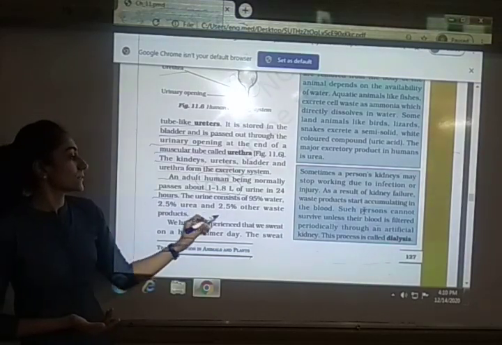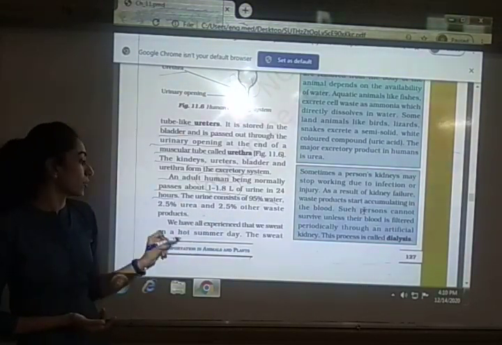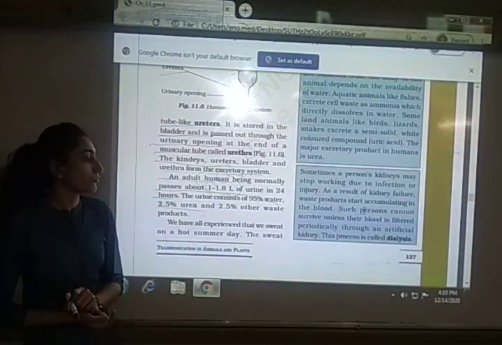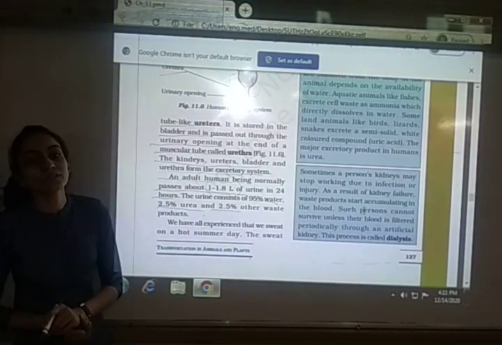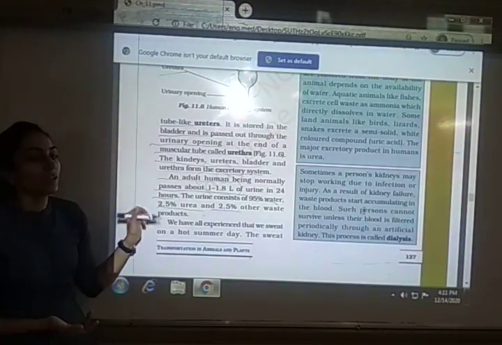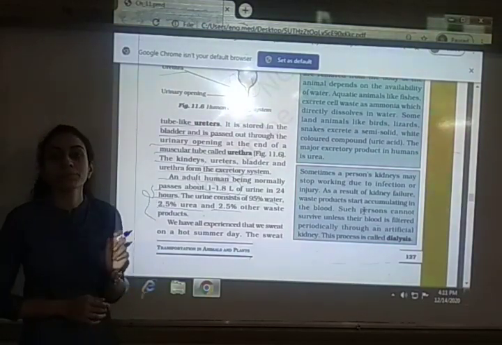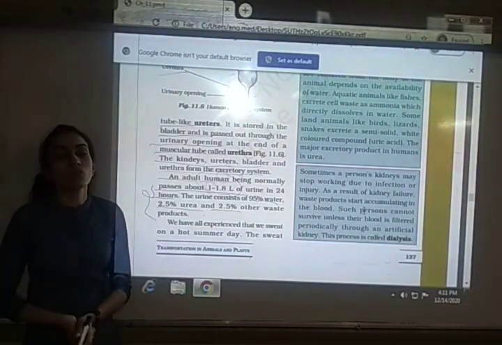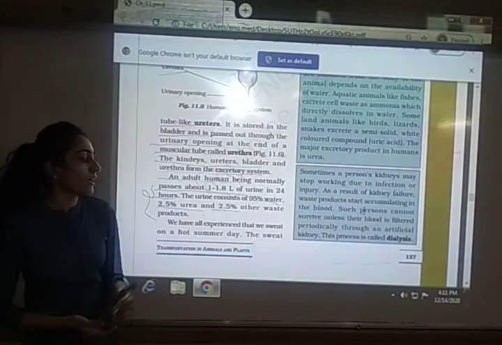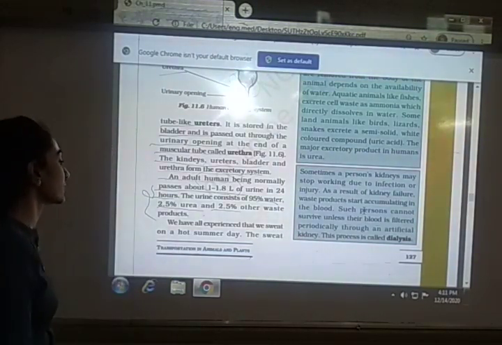The urine consists of 95% water, 2.5% urea, and 2.5% other products. So this is the amount of different products in our urine: 95% water, 2.5% urea, and 2.5% other harmful substances.